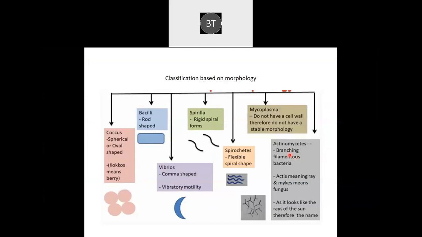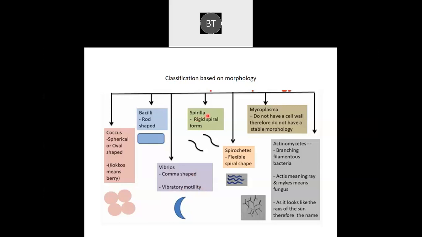Bacteria are classified based on their morphology or shape. Herein, you can see the bacteria are in the form of spherical or oval shaped, and these are called coccus. Coccus means berry. The second is the bacilli, which means it is rod shaped. The vibrios are comma shaped or they have a vibratory motility.